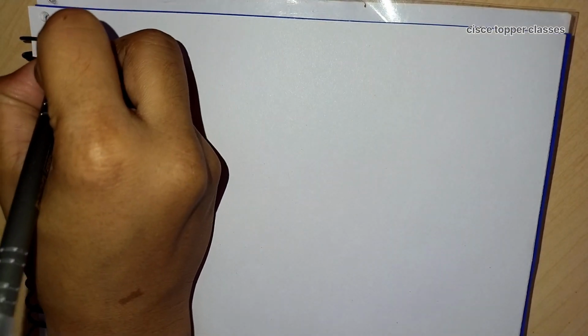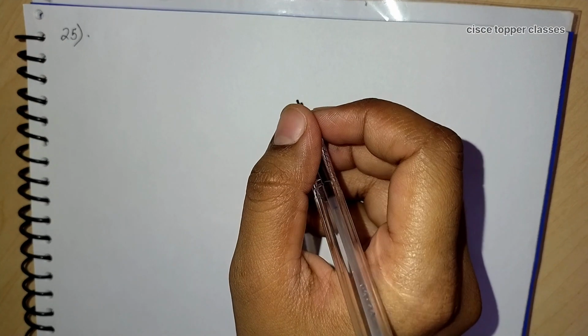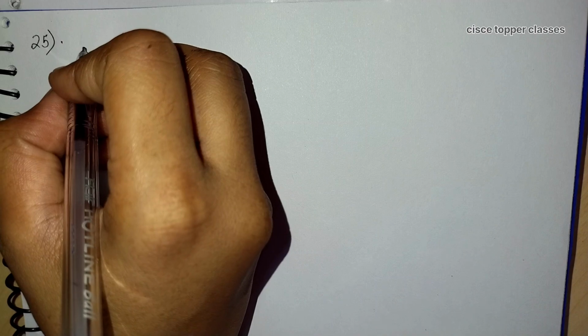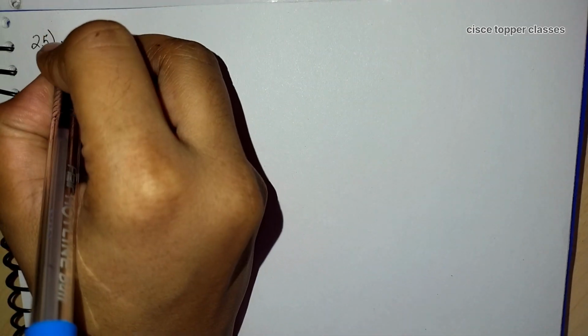Now, let us solve the 25th question here, which says that a jeweler has bars of 18 karat gold and 12 karat gold. So, how much of each must be melted to obtain a bar of 16 karat gold weighing 120 grams, and pure gold is of 24 karat? So, let us solve here. A jeweler has bars of 18 karat.